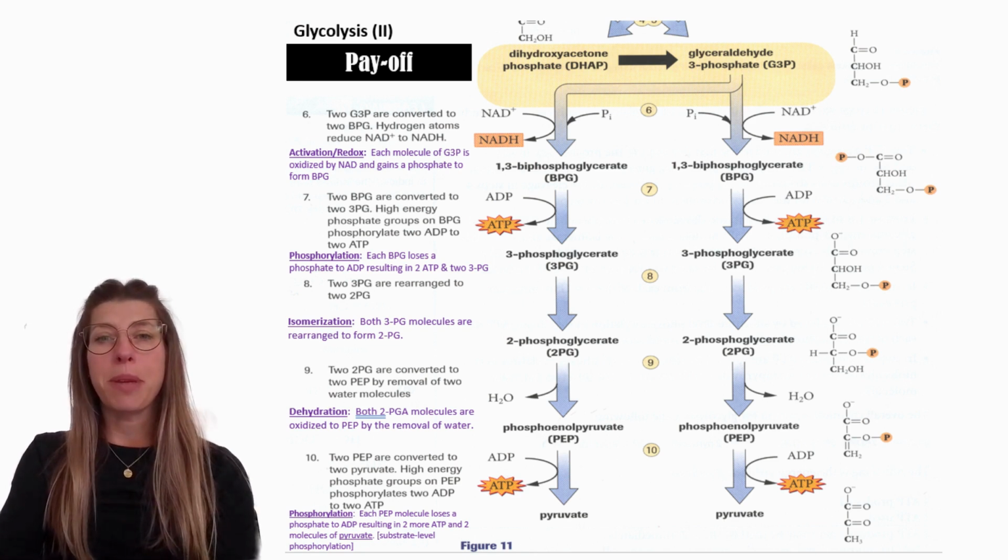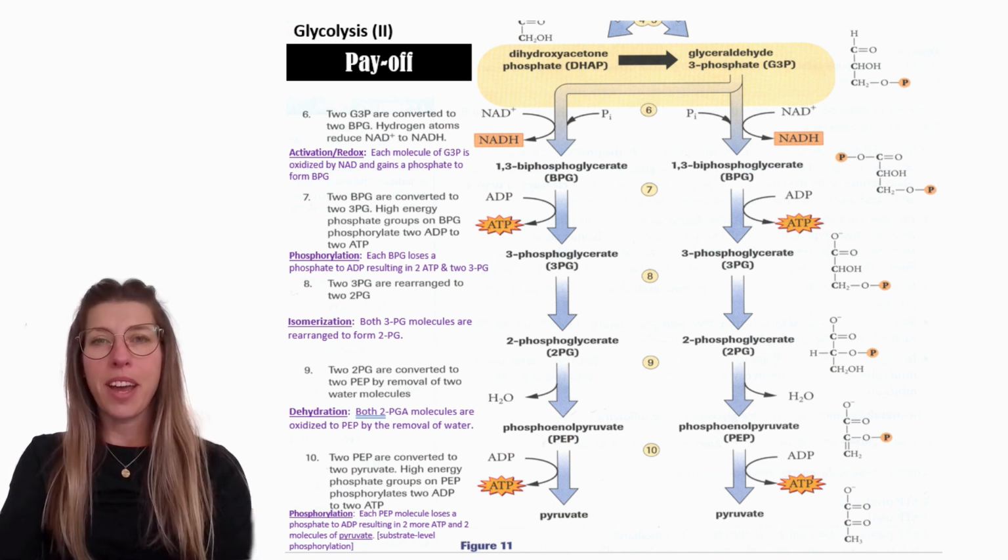Okay, so it's adding that phosphate group. It's breaking off from the BPG. It's joining the ADP. And now, bam, this is the first production of ATP in cellular respiration. Okay, stage 7 of glycolysis. So that's phosphorylation there. And then step number 8, we have our 3PG.